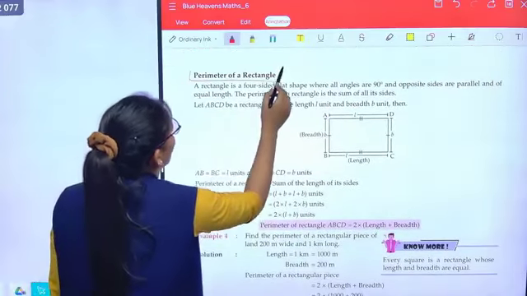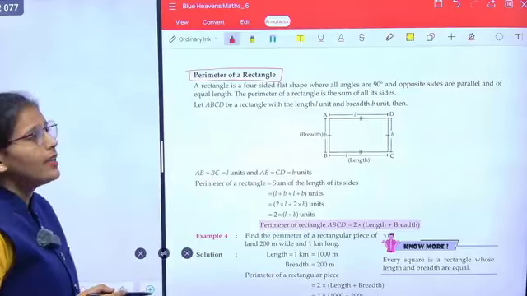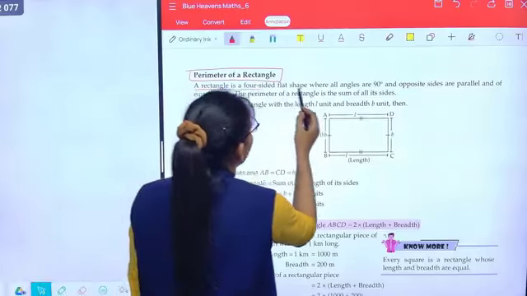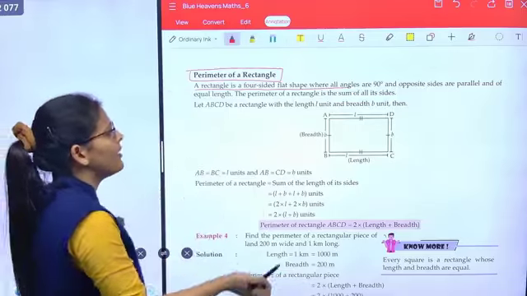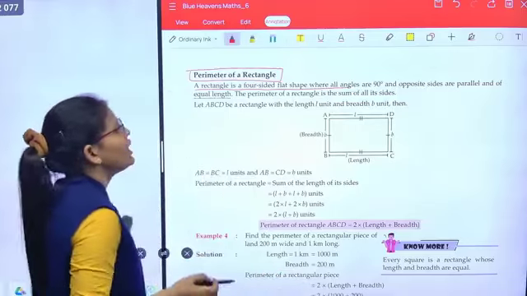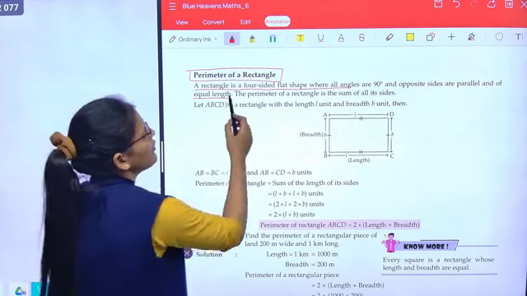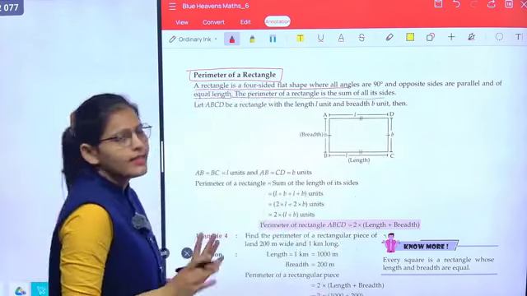Now class, perimeter of a rectangle. A rectangle is a four-sided plane shape where all angles are 90 degrees and opposite sides are parallel and of equal length. The perimeter of a rectangle is the sum of all its sides.